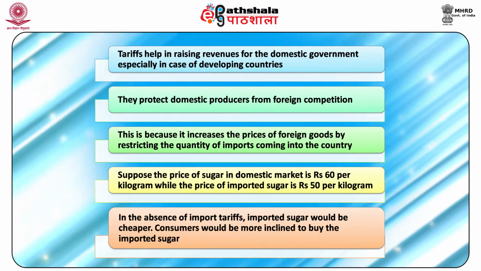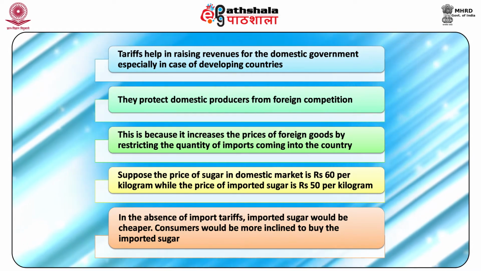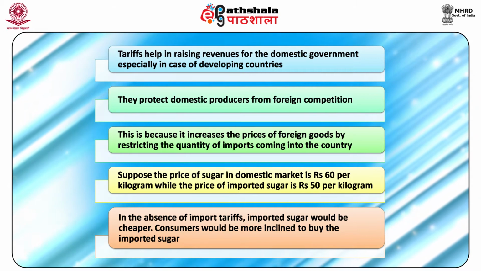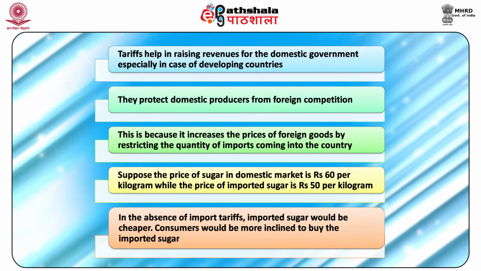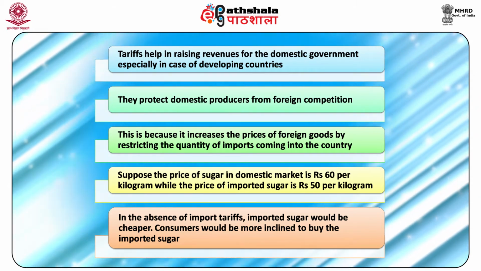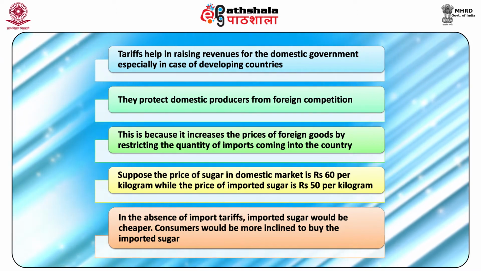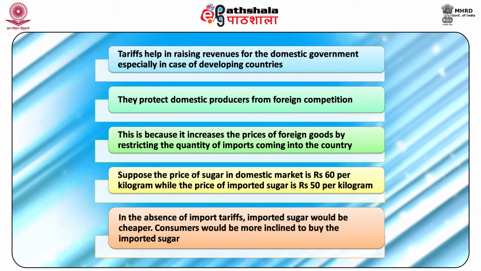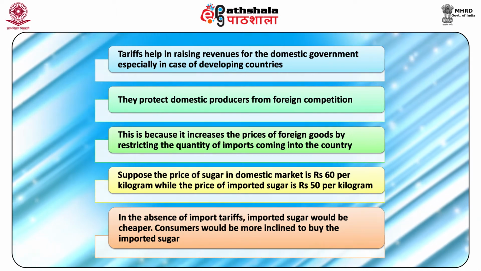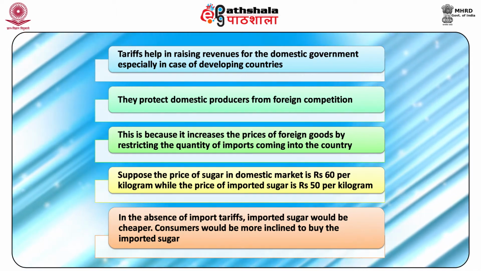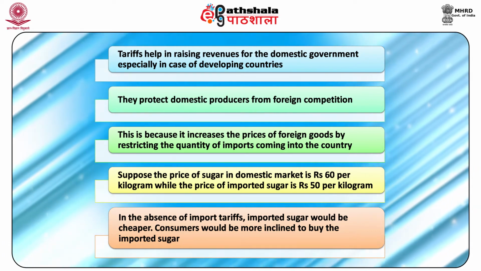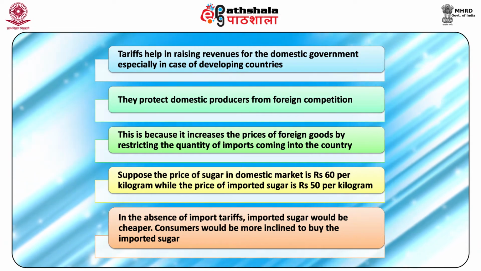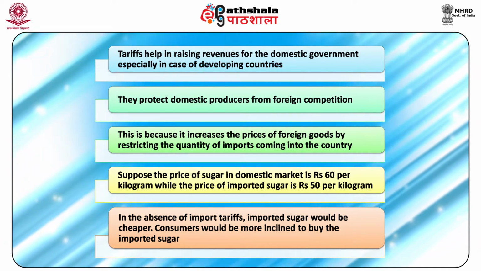Suppose the price of sugar in domestic market is rupees 60 per kilogram, while the price of imported sugar is rupees 50 per kilogram. In the absence of import tariffs, imported sugar would be cheaper. Consumers would be more inclined to buy the imported sugar. Now let us suppose that the domestic government levies an import tariff of rupees 20 per kilogram. The imported sugar would become costlier, which would be rupees 70, as a result of which there would be demand for domestic sugar, which is still at rupees 60.